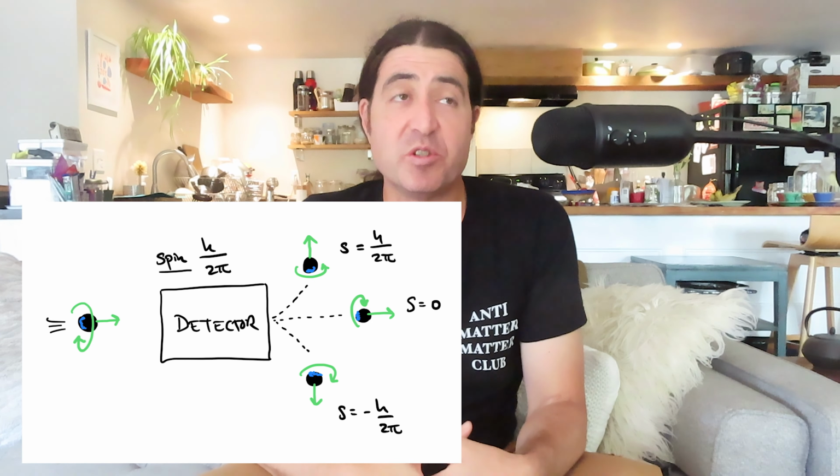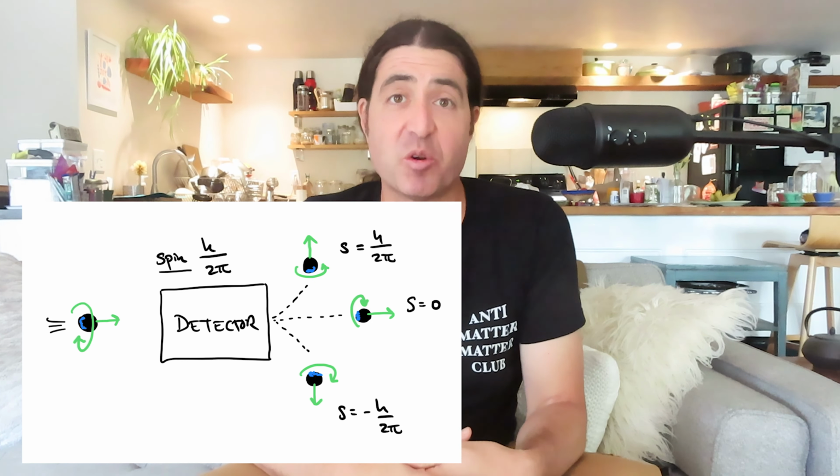Similarly, if you were able to do this with an object that had spin angular momentum of 3h over 4π, then you would see four separate angles corresponding to four separate lumps on the screen.